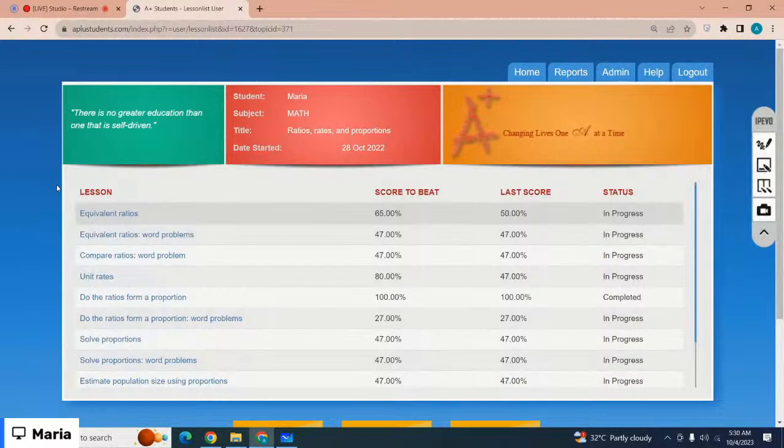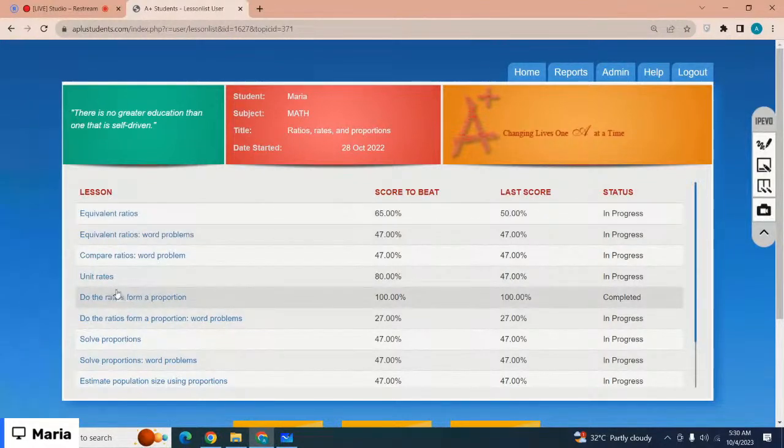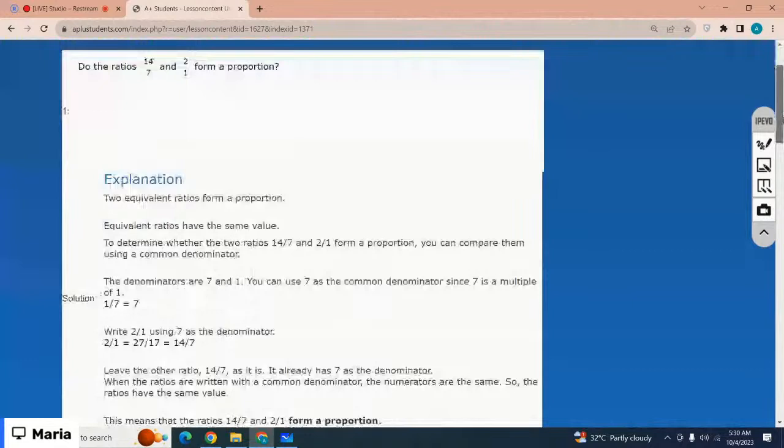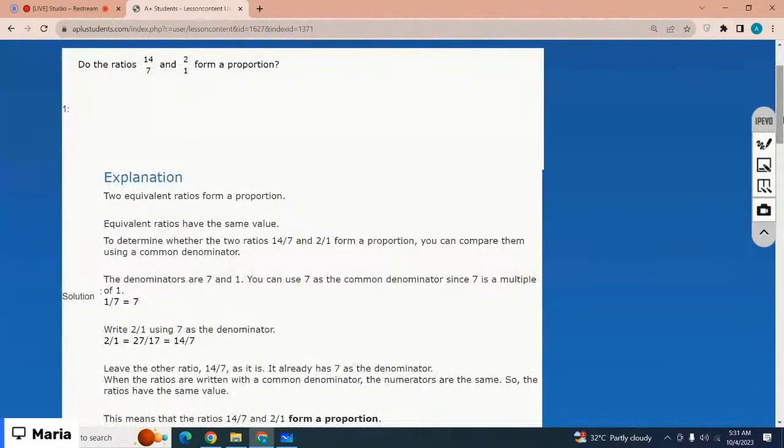The next one is: do the ratios form a proportion? 14 over 7 and 2 over 1. Do 14 by 7 and 2 over 1 form a proportion? You have to make their denominators the same, right? When you make their denominators the same, if their numerators are also the same, that means they form a proportion, right?